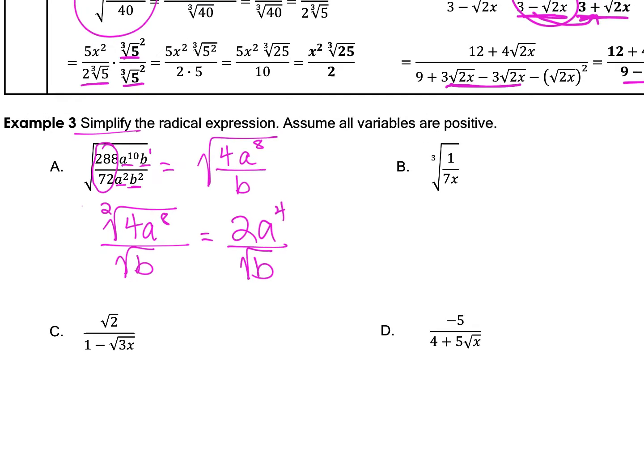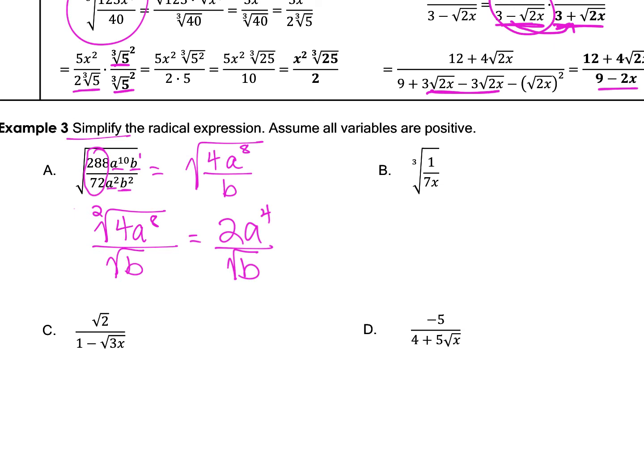So this is the part where we have to rationalize it. If we have a radical in the denominator, in order to get rid of a square root, I multiply it by itself.